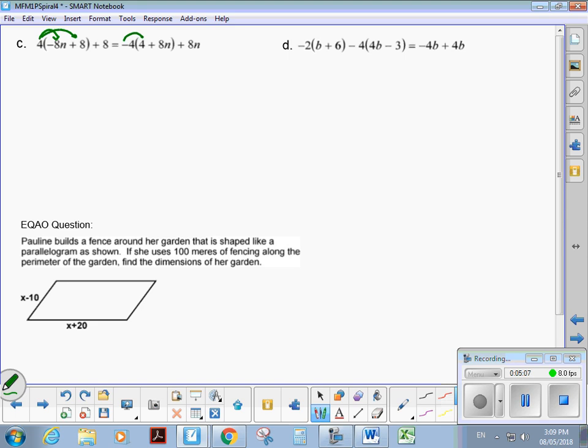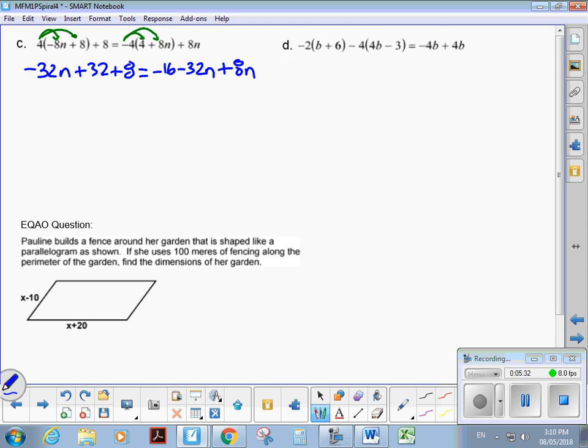We've got two sets of brackets we need to remove before we can do anything else. So we will have negative 32n plus 32, and then plus 8. Nothing happened to it. On the other side, we're multiplying in by a negative 4, so negative 16 minus 32n plus 8n.